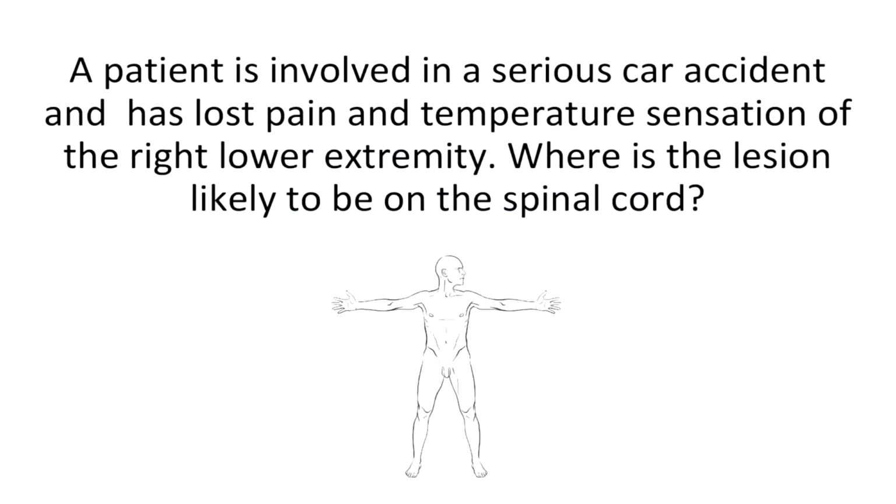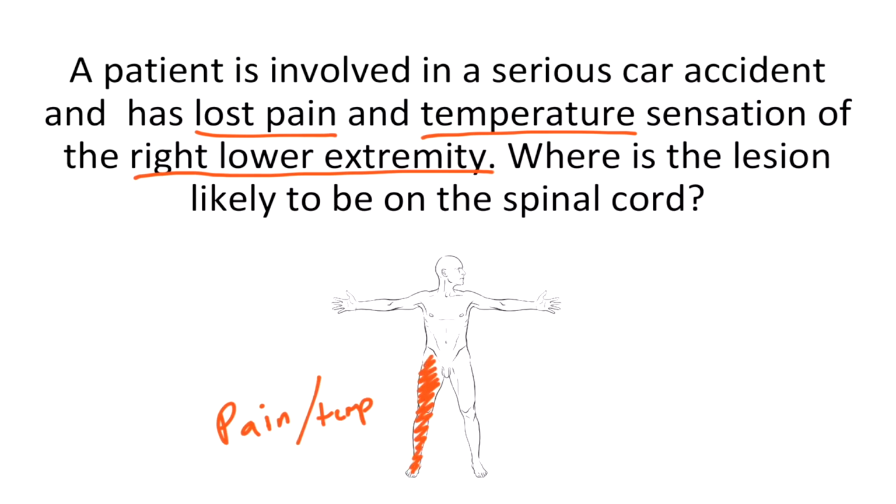A patient is involved in a serious car accident and has lost pain and temperature sensation of the right lower extremity. Where is the lesion likely to be on the spinal cord? Okay, so the patient has lost pain and temperature sensation of the right lower extremity, so their right leg. The spinal cord region responsible for the leg is primarily lumbar, so I will just write a capital L here in the lumbar region. We discuss dermatomes in greater detail later in this chapter. For now, just recognize that this patient has lost pain and temperature for the entire leg, and we suspect that the lumbar region is responsible for that.